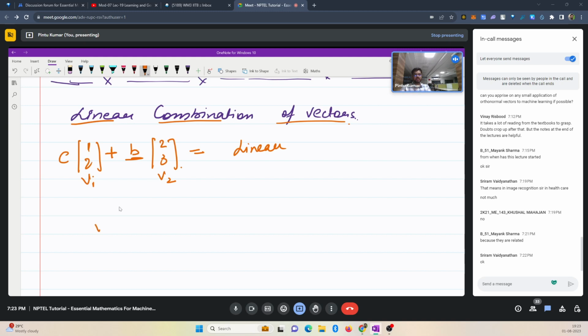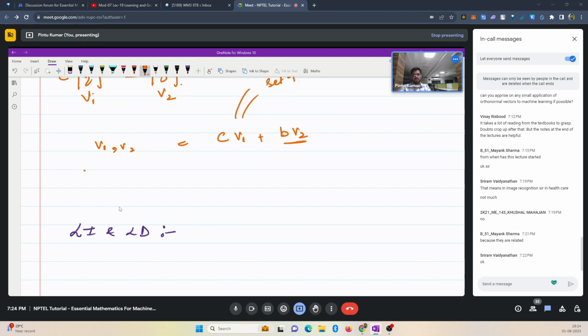So a linear combination of two vectors v1 and v2 is nothing but multiplying the first one with some scalar plus multiplying the second one with some scalar. This is called a linear combination, and if you take all such possible combinations, it is called the set of linear combinations. For example, with (0, 1) and (2, 3), 2 times (0, 1) plus 3 times (2, 3) is a linear combination of these two vectors.